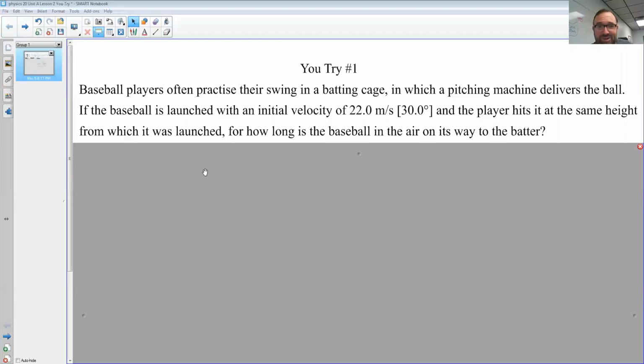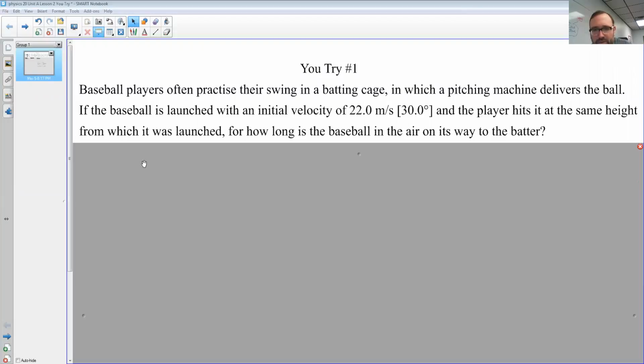Baseball players often practice their swing in a batting cage, in which a pitching machine delivers the ball. If the baseball is launched with an initial velocity of 22.0 meters per second at an angle of 30 degrees, and the player hits it at the same height from which it was launched, for how long is the baseball in the air on its way to the batter?